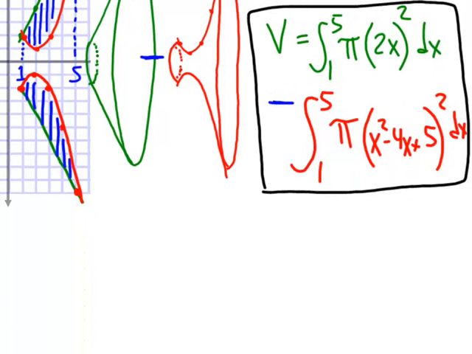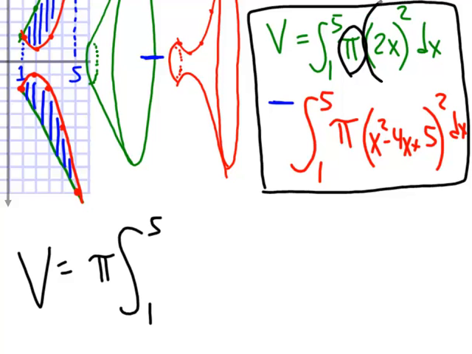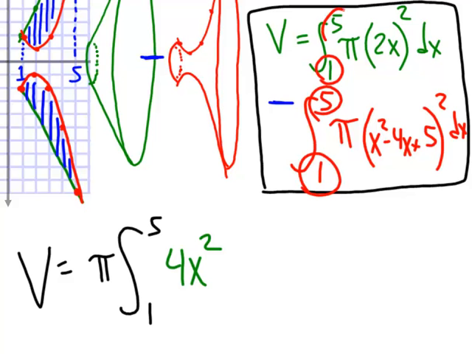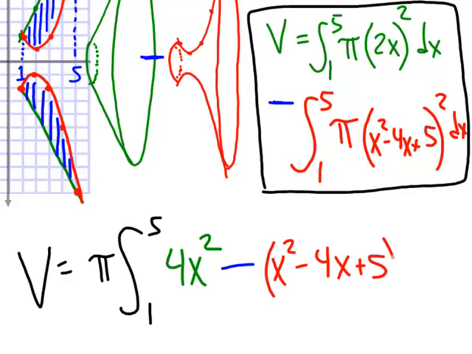Okay, so let's start by saying V equals the integral from 1 to 5. Let's bring this pi to the outside, and then the (2x) squared will become 4x squared without parentheses on the inside. But rather than close off with a dx, how about we go ahead and combine both of these integrals into one? They have the same limits of integration, 1 to 5, and they both have a pi that can be taken to the outside. So let's subtract the (x squared minus 4x plus 5) quantity squared dx.